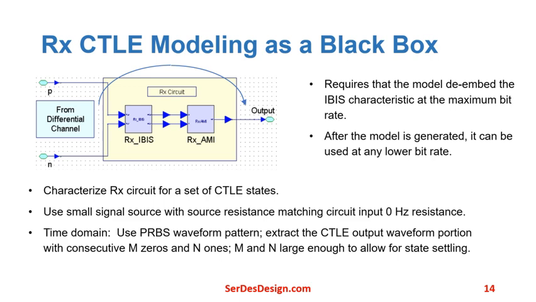The waveforms are collected with a matching 0 Hz source resistance. This approach requires de-embedding the IBIS characteristic from each of the waveforms. This de-embedding is performed automatically in the model during simulation for the specific symbol rate and samples per symbol used. After the model is generated, it can be used at any lower bit rate.